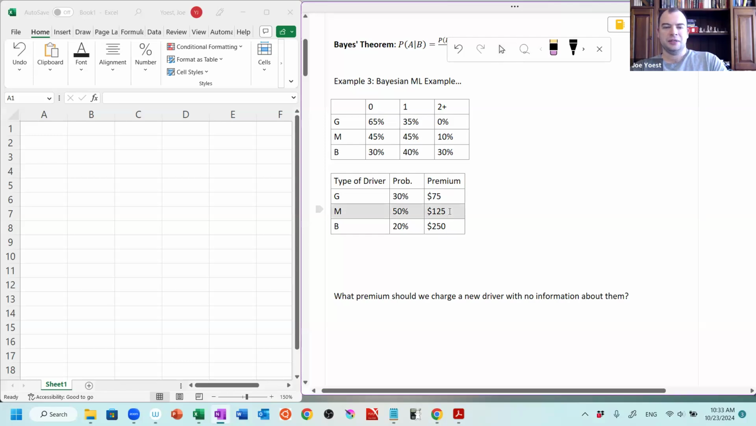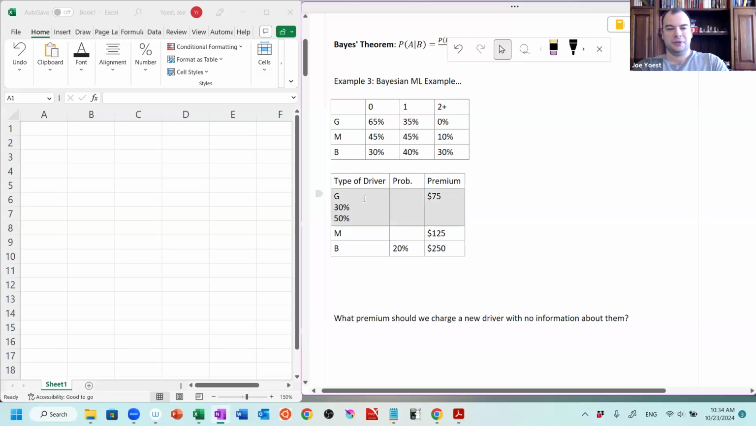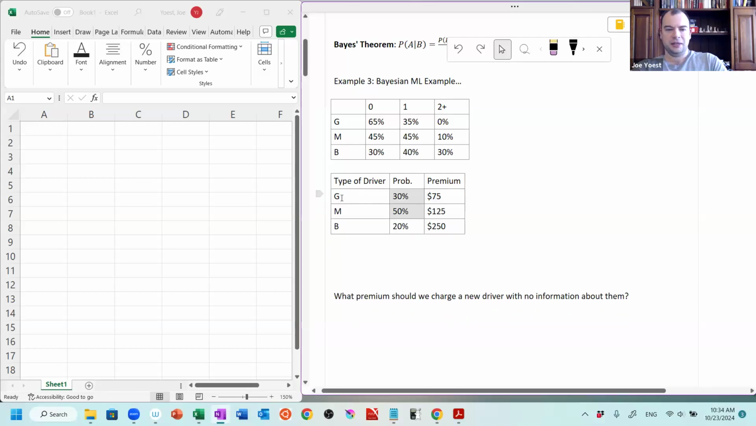So we might say something along the lines of, well, a moderate driver is kind of the median, both in the sense of being in the middle of the pack here, good, moderate, and bad, and also being at, say, the 50th percentile, right? 0% through 30% is taken up by good drivers, and then 30 to 80% is taken up by moderate drivers. So 50% is right in the middle there, the 50th percentile. So the median is moderate drivers. Maybe we just charge them 125.